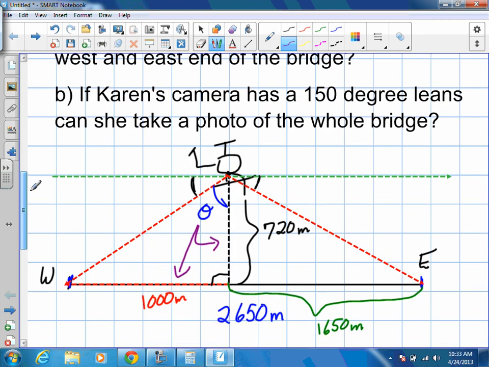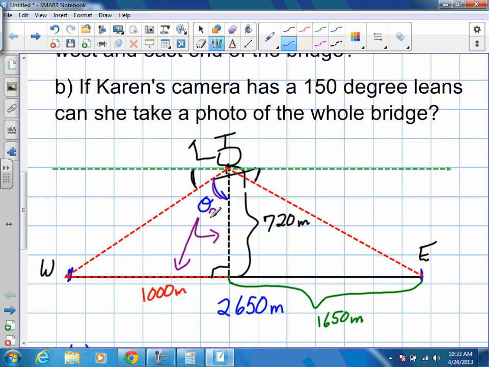This is 54, which means the angle of depression to the west, how do we solve it? 90 minus 54, which is going to give us what value? That's right. So the angle of depression is 36 degrees. This one is 54. We repeat this same process for the east end triangle.